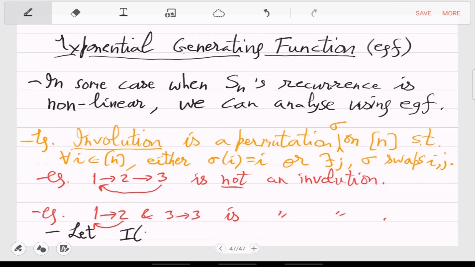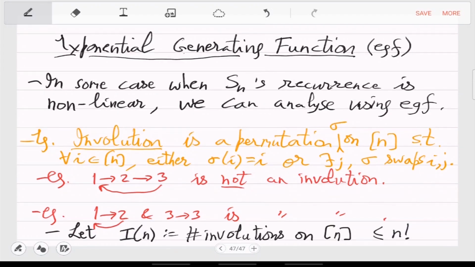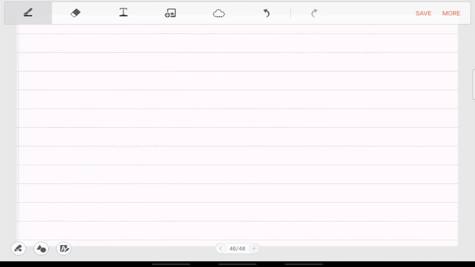So let In be the number of involutions on 1 to n. And this clearly will be less than or equal to n factorial. The number cannot exceed n factorial because the total number of permutations is n factorial. So it will usually be much smaller than n factorial.